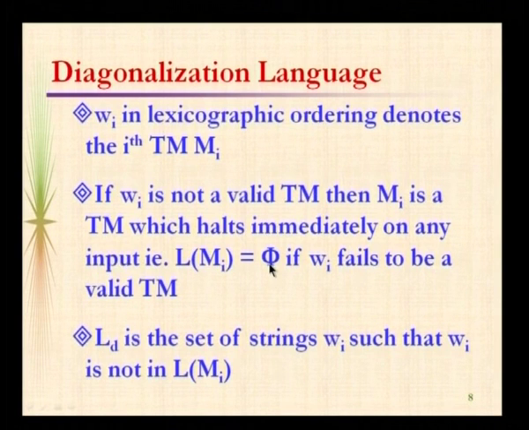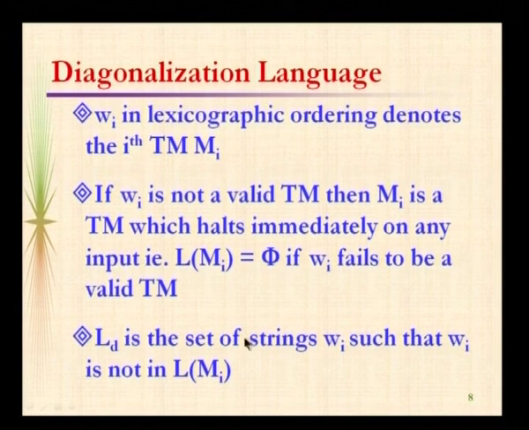So, that is the case if Wi fails to be a Turing machine. But if Wi is a valid Turing machine, then we know that there will be a language available for the Turing machine. So, in that case, we will use it for the diagonal language.